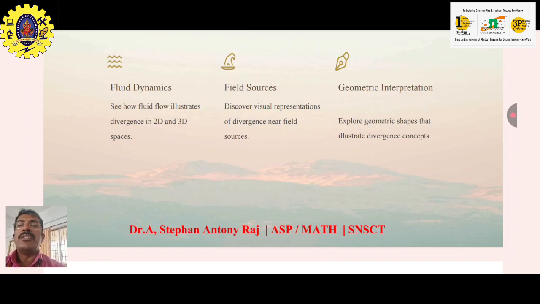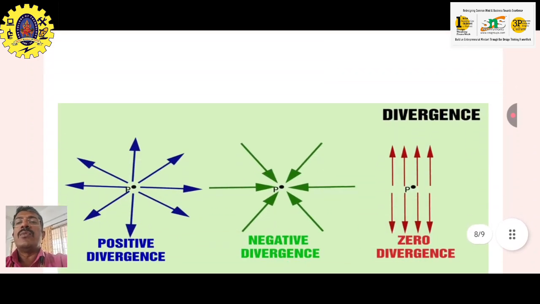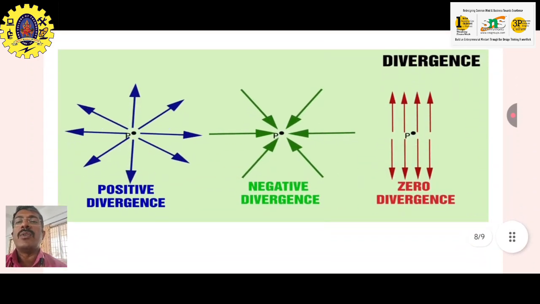In the next level, geometric interpretation, where we can explore geometric shapes that illustrate divergence concepts. All these things can be visually seen. So, visualization of divergence is very important to understand the concepts, in measuring the magnitude of vector fields at a given point.